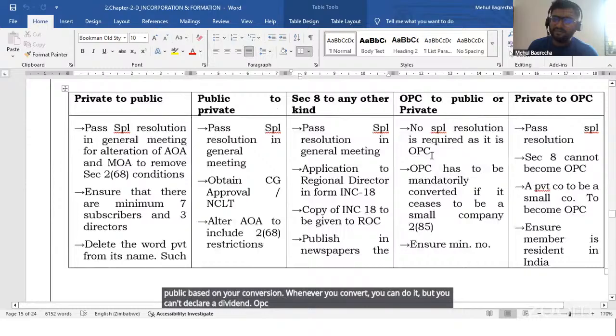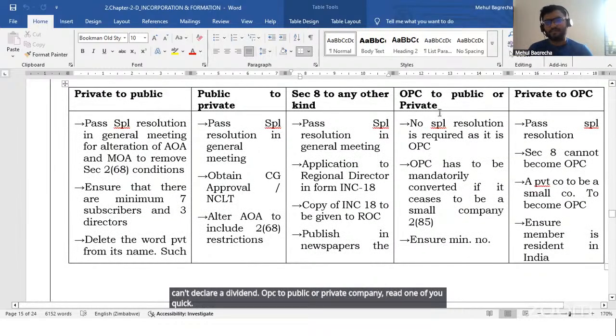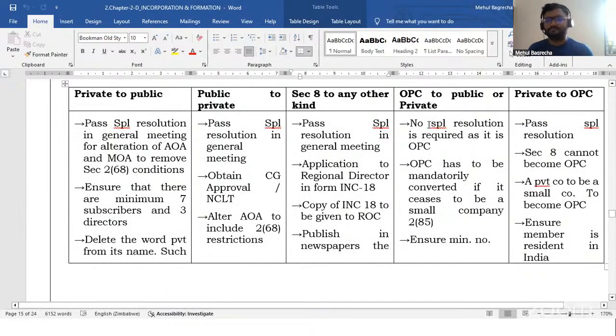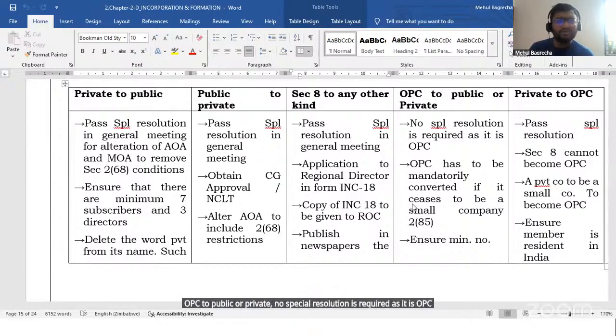OPC to public or private company, read one of you quick. OPC to public or private, no special resolution is required as it is OPC. Why a special resolution is not required for conversion?